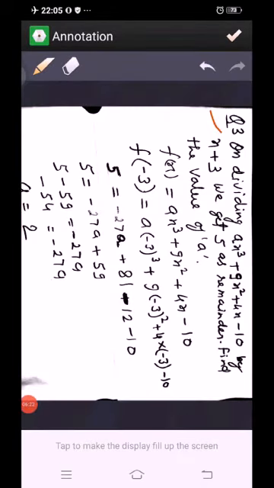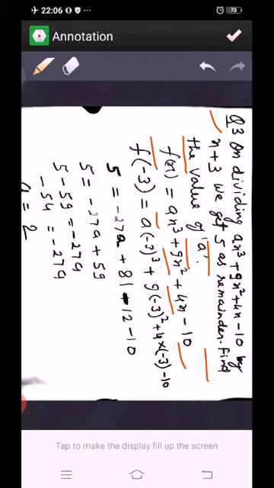Let us take one more question. On dividing ax cube plus 9x square plus 4x minus 10 by x plus 3, we get 5 as remainder. Find the value of a. So f(x) is given as ax cube plus 9x square plus 4x minus 10. We have to divide by x plus 3.